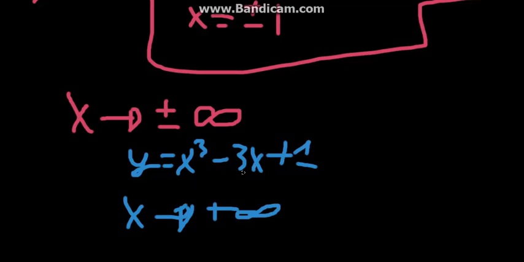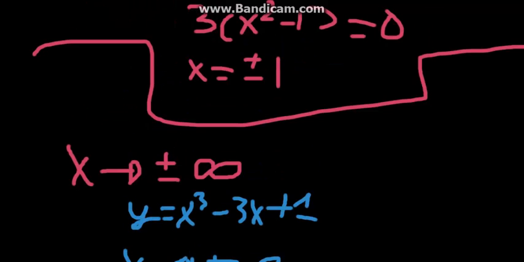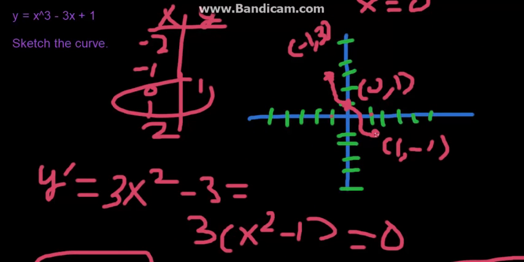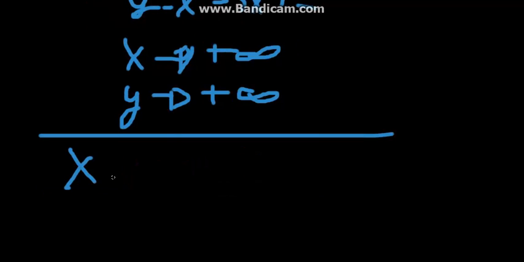Maybe I should do it like this. Well, as x approaches plus infinity, y approaches plus infinity as well, because infinity cubed is just infinity. Hopefully I didn't have to dwell too much on that. So as x goes in this direction, y goes in this direction forever.